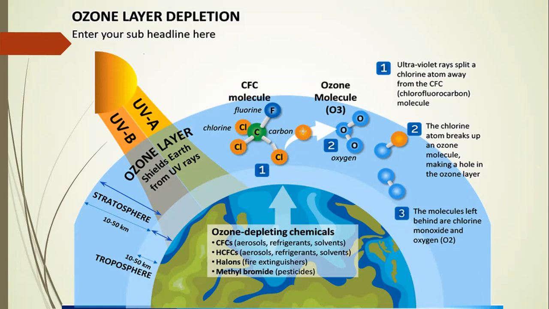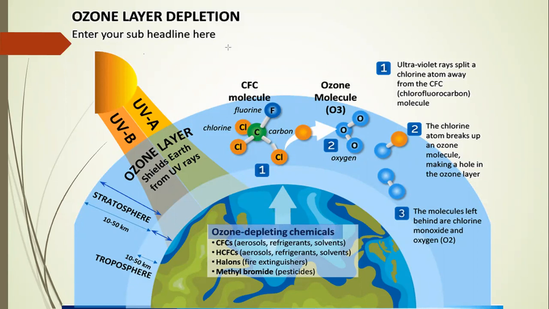What is ozone depletion? Ozone depletion means O3 is being removed from the stratosphere and it makes a hole in the stratosphere. There are chemicals that cause this ozone depletion. Which types of ozone-depleting chemicals are there?